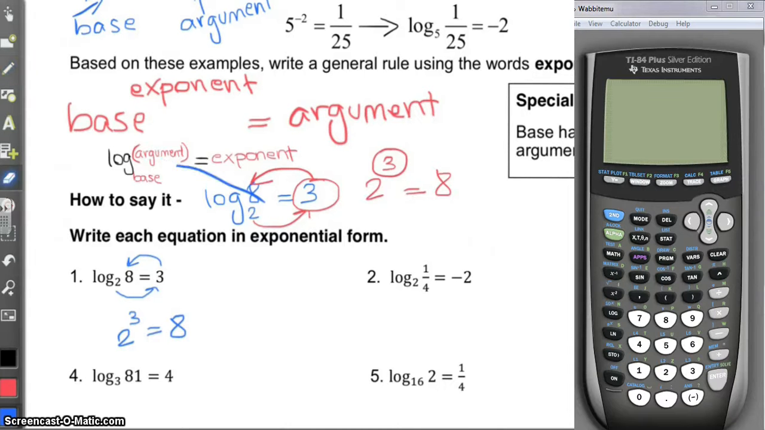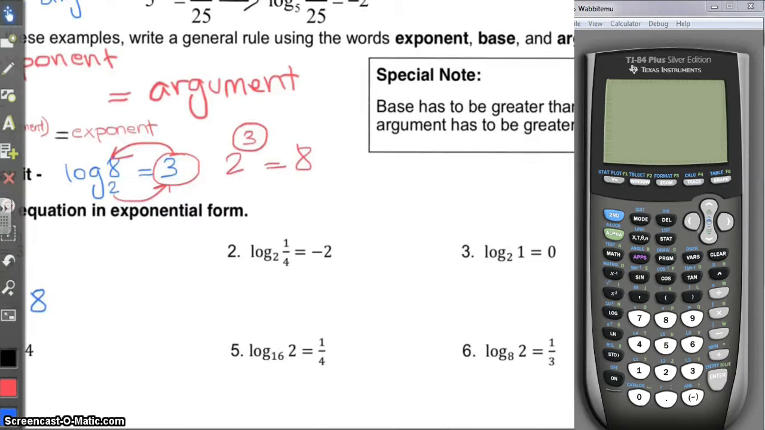Sorry for the mess. Let's erase this. Okay. Now let's move on to the other example. Log base 2 of 1 over 4 equals negative 2. You would write it as 2, the base, to the power negative 2 would give you 1/4. So 2 to the negative 2 would give you 1/4.